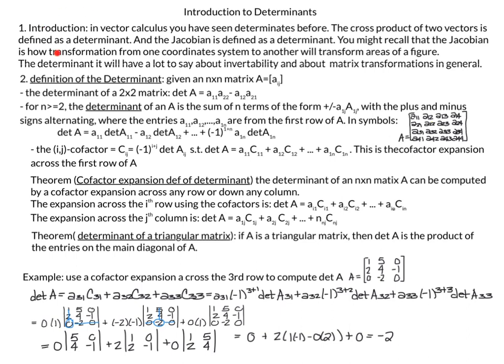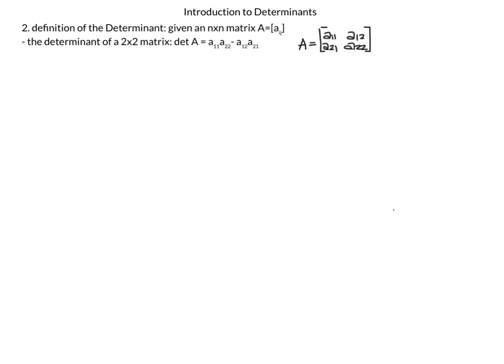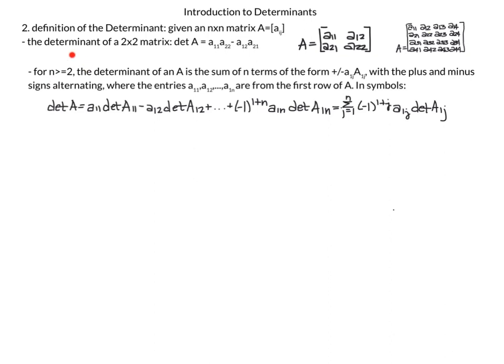We will start first with the definition of a 2x2 determinant. For a 2x2 matrix, which looks like A equals A11, A21 for the first column, and A12, A22 for the second column, the determinant will equal A11 A22 minus A12 A21. So it's kind of like you multiply across the diagonal, A11 times A22, and you subtract the multiplication across the other diagonal, A12, A21. For n greater than 2, we define the determinant recursively.